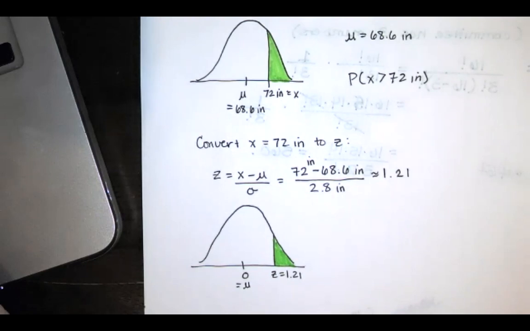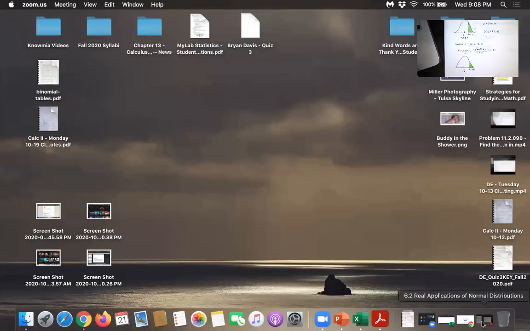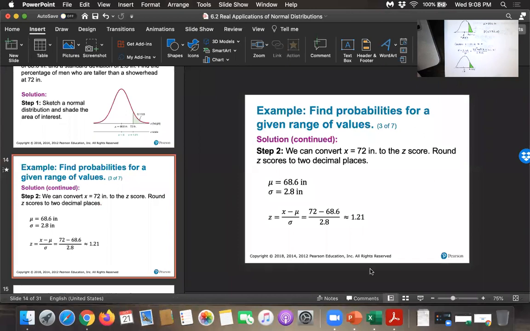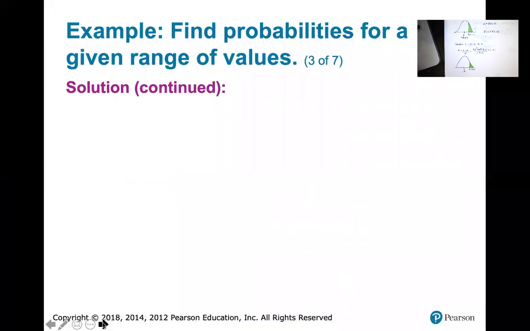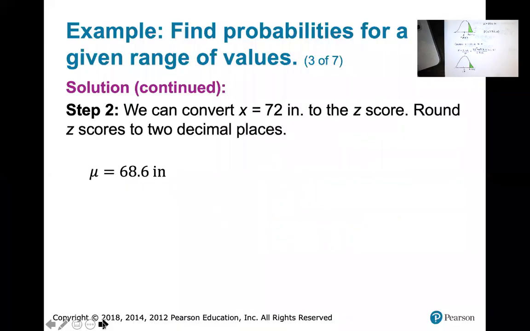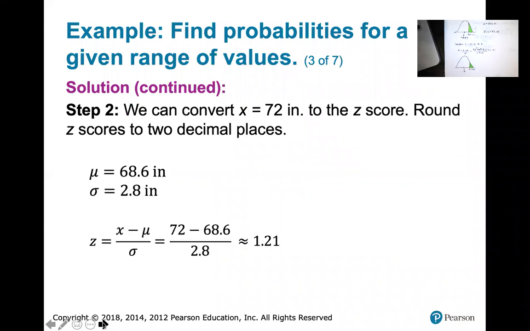Let's go back to our PowerPoint. So we have that mean, that standard deviation, and then we just do x minus the mean divided by the standard deviation, and we get 1.21. That's 1.21 standard deviations above the mean.